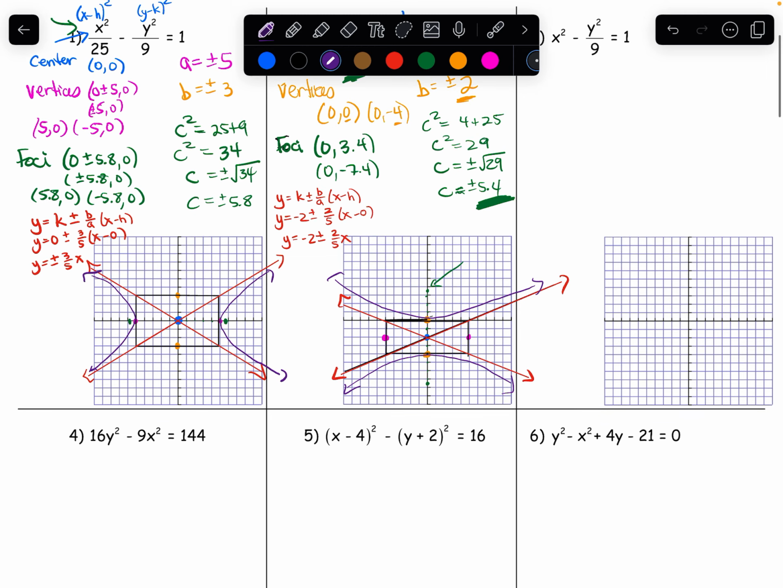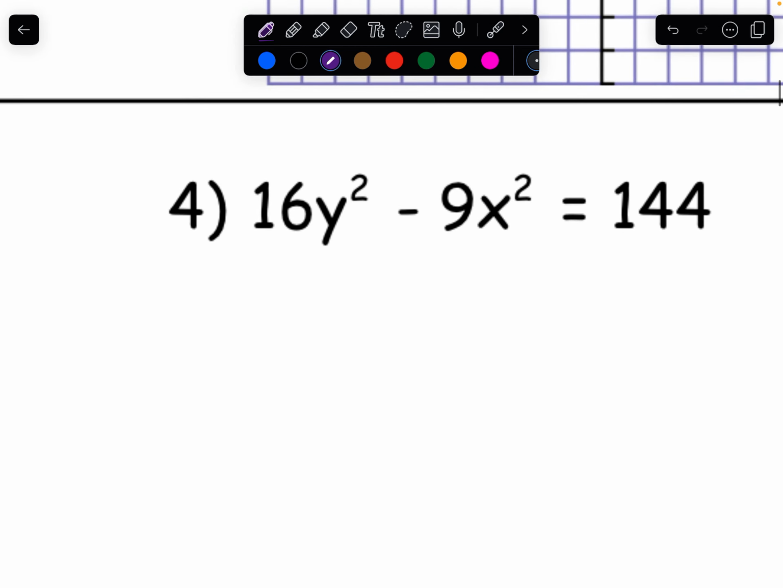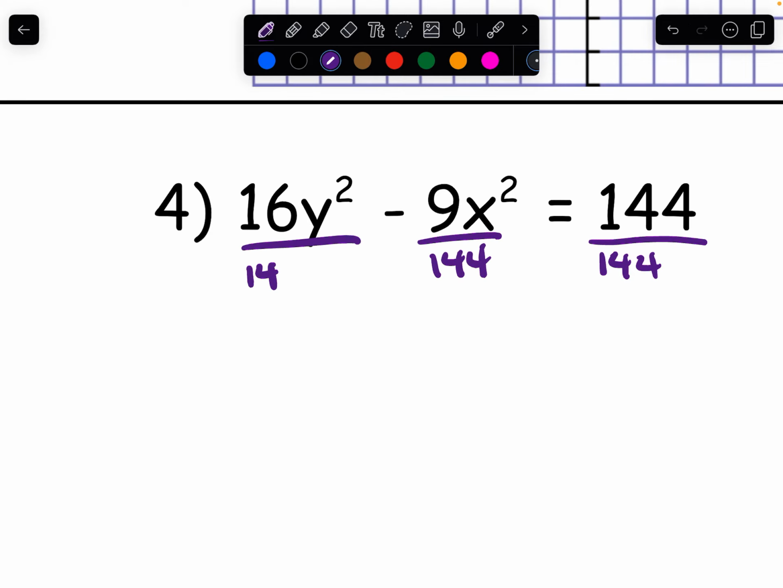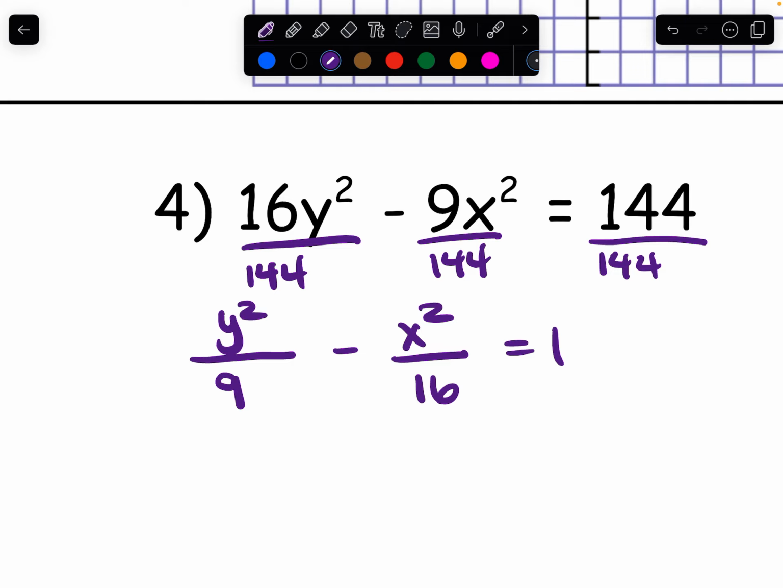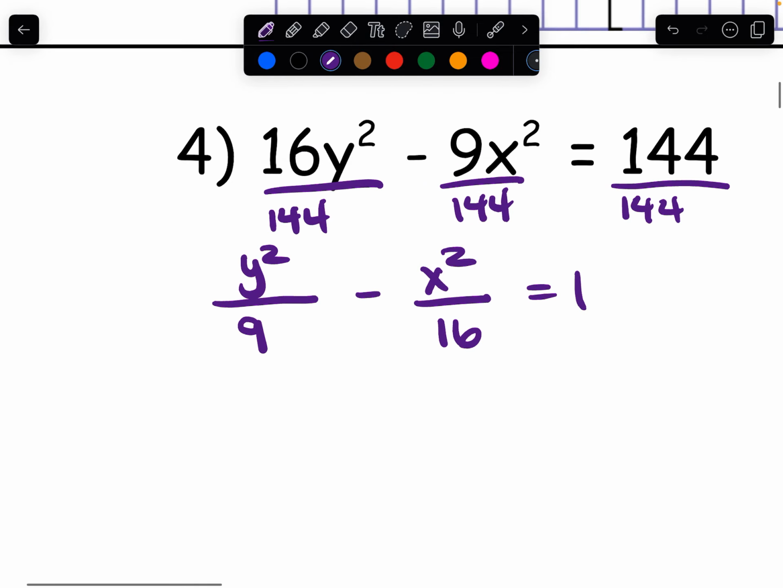And then I'm going to come down here and do this one for you. On this one, I need it to be equal to 1, so I'm going to divide by 144. So here I'm going to get y squared over 9 minus x squared over 16 equals 1. Then you would do the exact same thing we did just a moment ago.